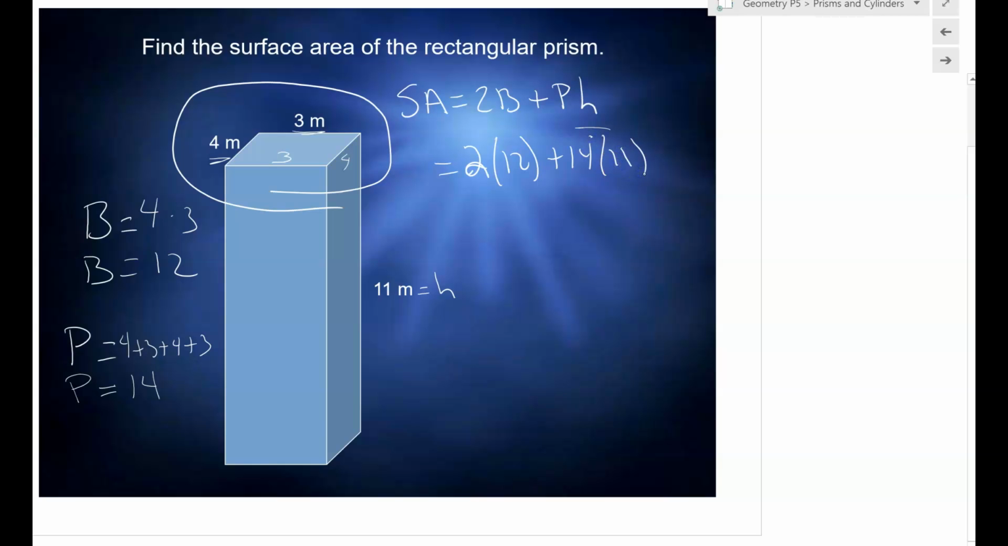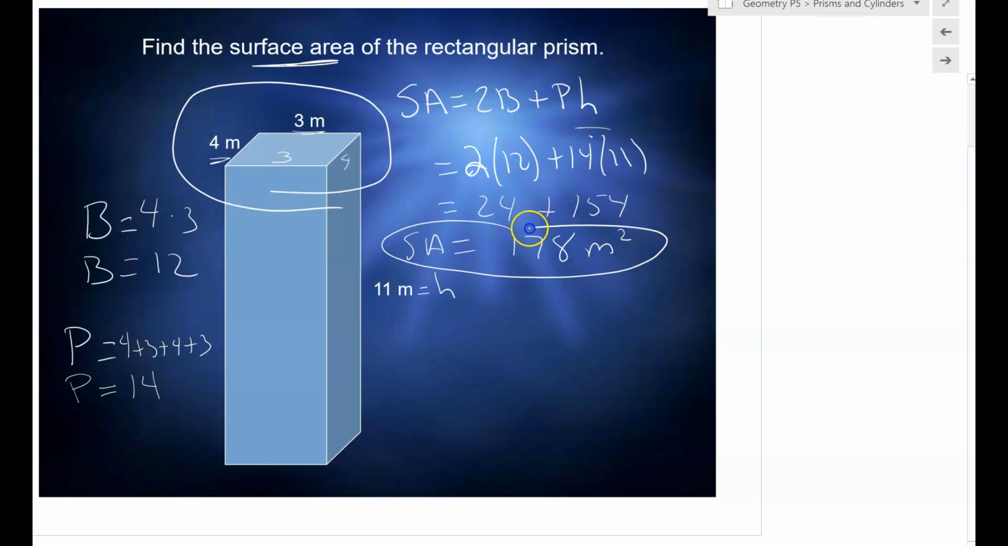Okay, and so then we just work that out. This is 24 plus this is 154, and then we add those together. We get 178, and our units are meters, and surface area, it's an area, is squared. So my surface area is 178 meters squared. You can type this into most calculators just as is. You don't have to break it up in parts like this, but you could type it all in one shot. All right, so pretty simple.